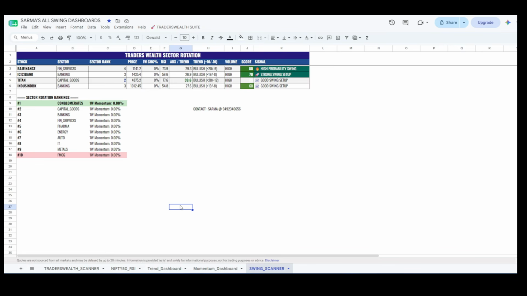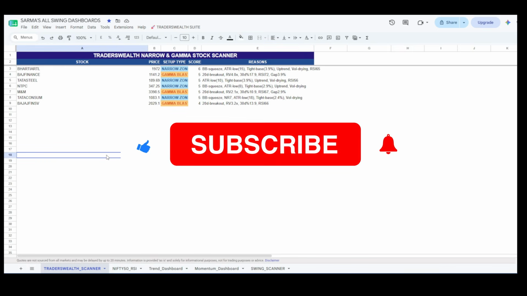So I'm making this video very simple and very short so that you can understand very quickly. This is a system that filters stocks for swing, BTST and intraday also. We have five kinds of filters added together in one sheet that is called 5 in 1. You can see that this is the sheet.